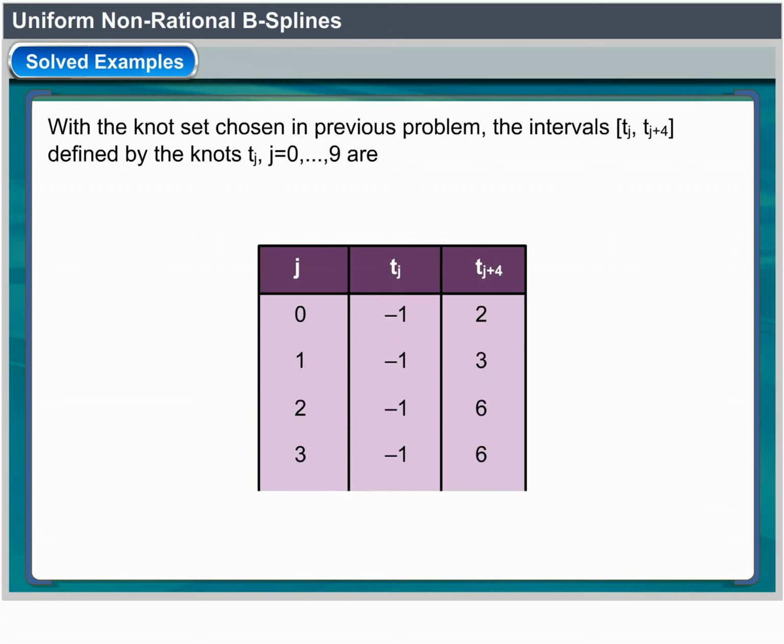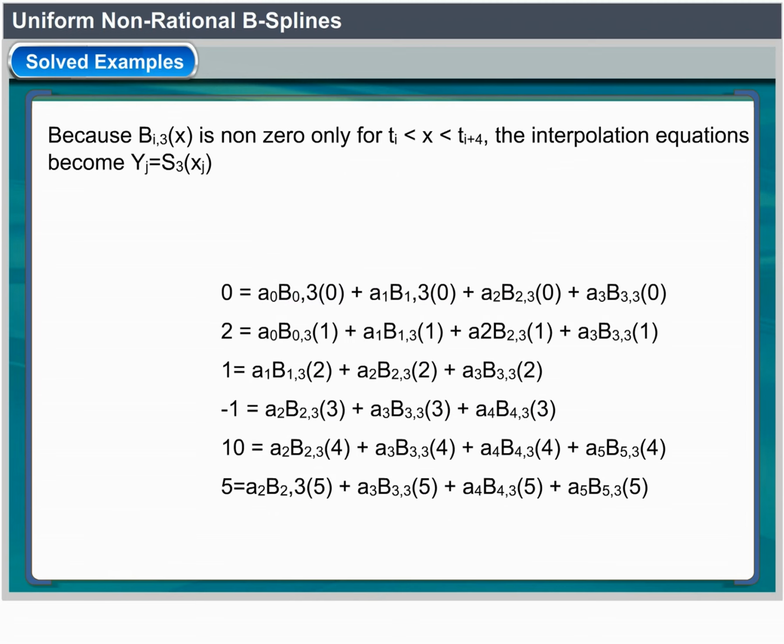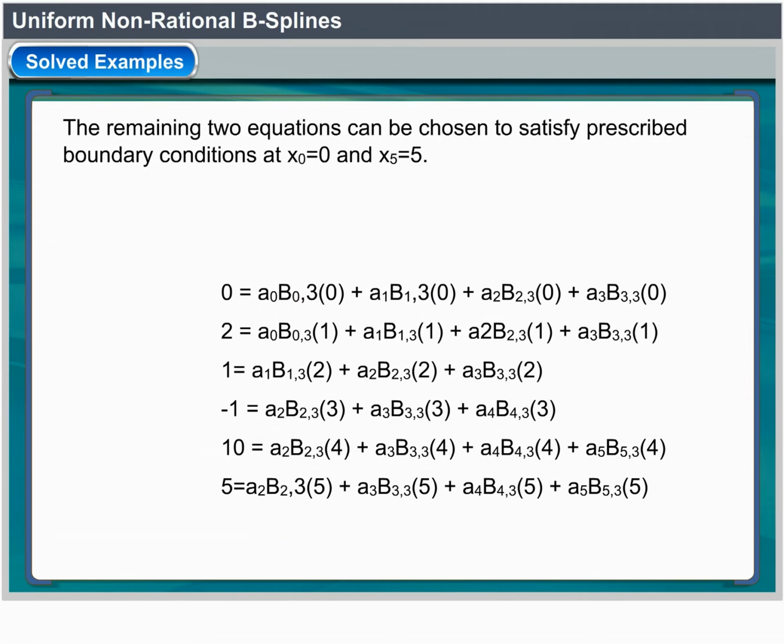Because b_{i,3}(x) is non-zero only for t_i less than x less than t_{i+4}, the interpolation equations become y_j equals s_3(x_j), and the other equations follow as shown on the screen. The remaining two equations can be chosen to satisfy prescribed boundary conditions at x_0 equals 0 and x_5 equals 5.